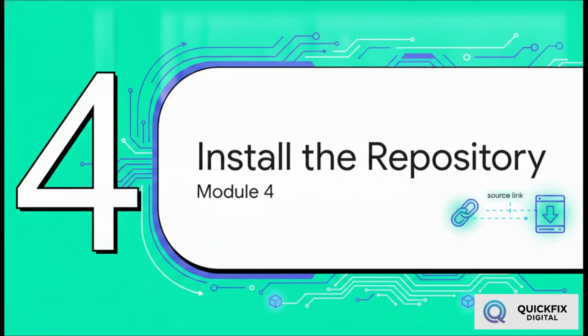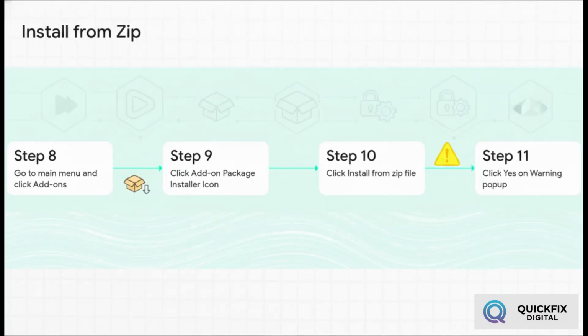Module 4, Installing the Repository. We've got the address saved. Now we're going to use that link to download the TheLab Repository toolbox straight into your system. You'll need to back all the way out to your Kodi main menu and click on Add-ons. Next, hit the Add-on Package Installer icon up at the top left and select Install from Zip file. Now, you're almost certainly going to get a warning pop up here. Just click Yes. But remember, and the source points this out specifically, you must ensure Unknown Sources is enabled in your Kodi settings first. If you haven't enabled it, the system will just block you. It's a super common failure point, so make sure that is toggled on.